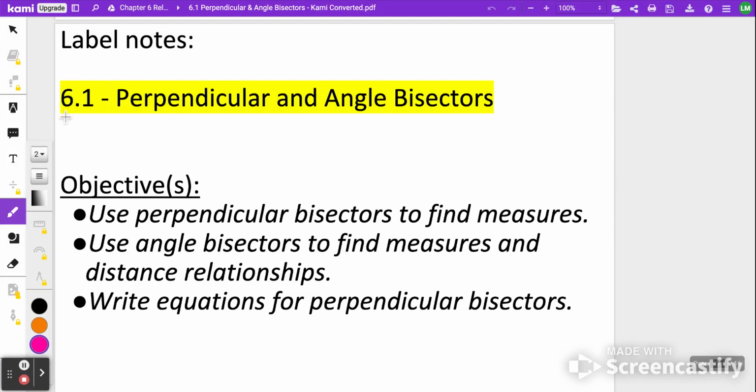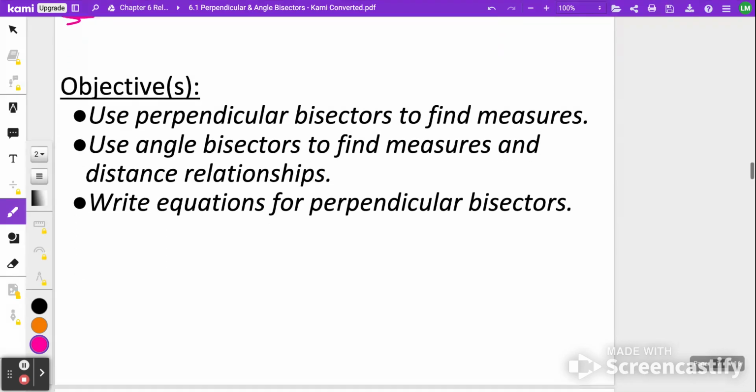Today we're looking at lesson 6.1, perpendicular and angle bisectors. Our objectives are going to be able to use perpendicular bisectors to find measures, use those angle bisectors to find measures and distance relationships, and also write some equations for those.